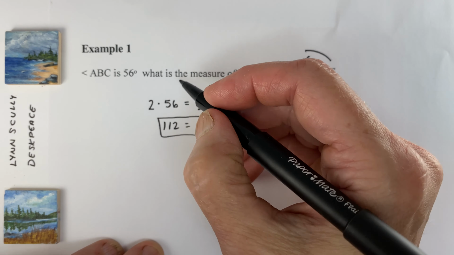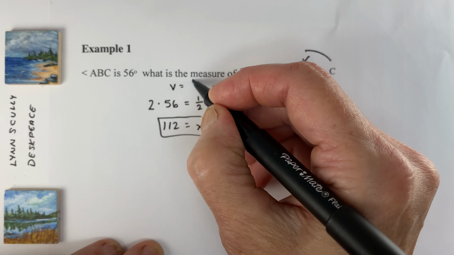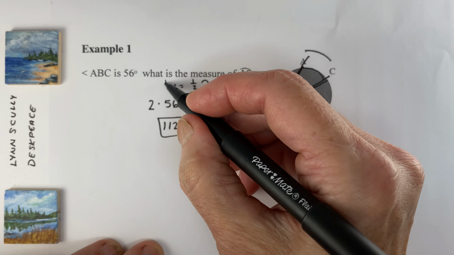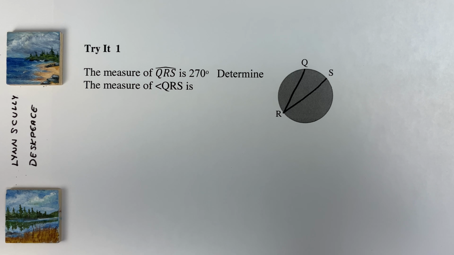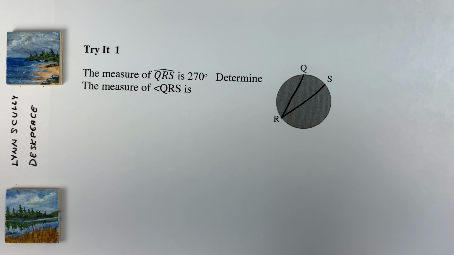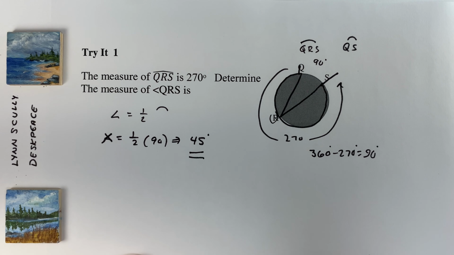It's best to start with the formula every time. The vertex is equal to 1/2 of the arc. I often write it like that because then I can fill things in. Pause the video and sketch this on your paper, try it on your own, and then come back and I'll show you the solution. Here's the solution.